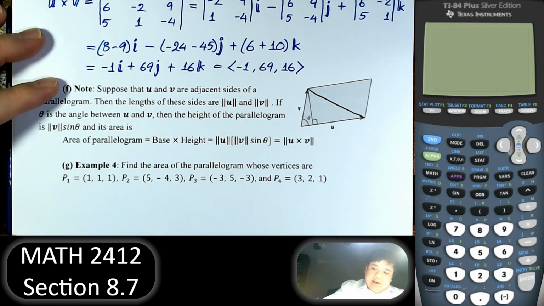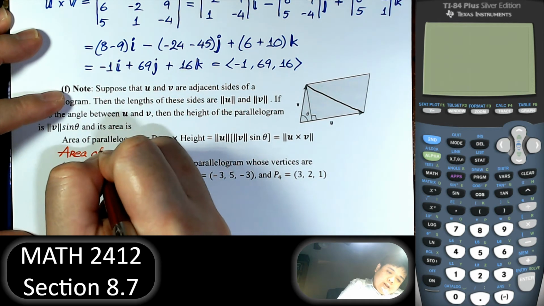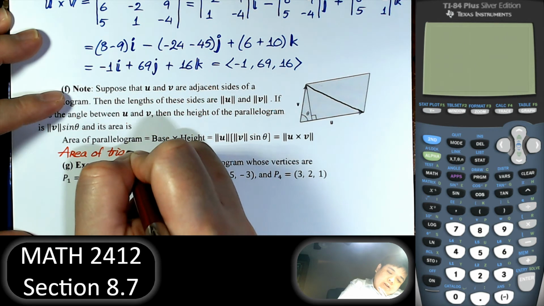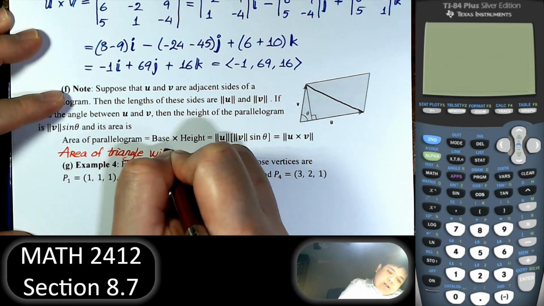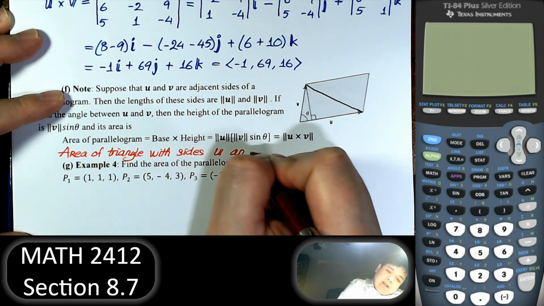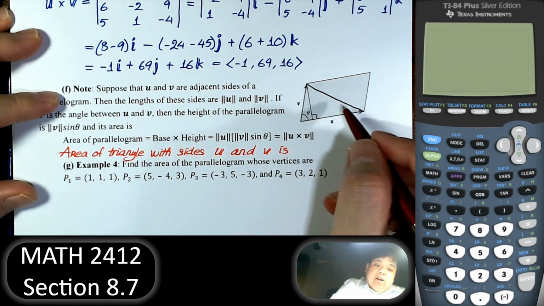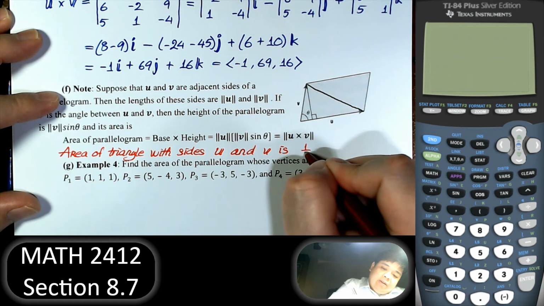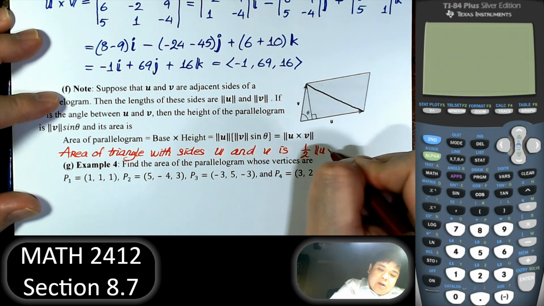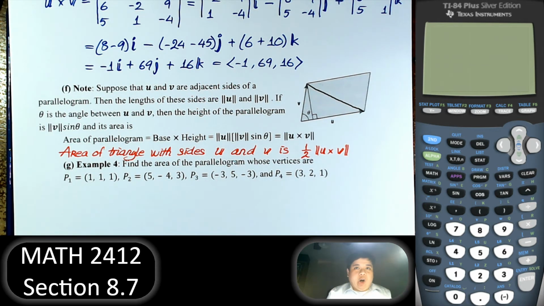So I will write area of triangle with sides u and v is going to be half of the area of the parallelogram. So it is one half the magnitude of u cross v. If we want the whole parallelogram, u cross v, take the magnitude. If we want the area of a triangle, cut it in half.